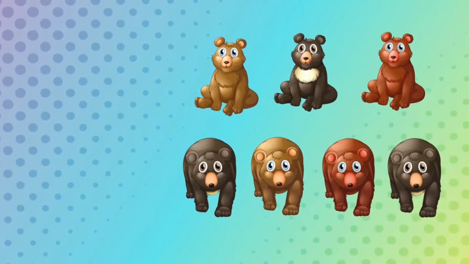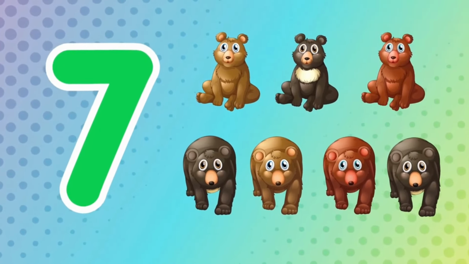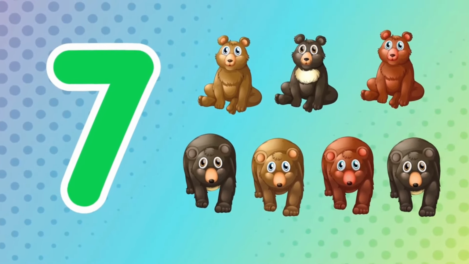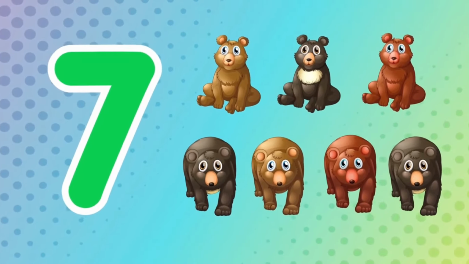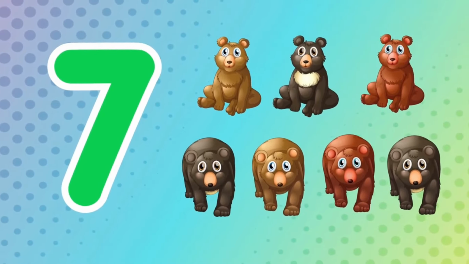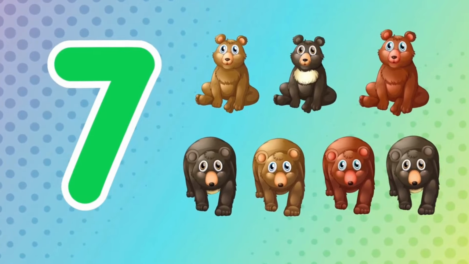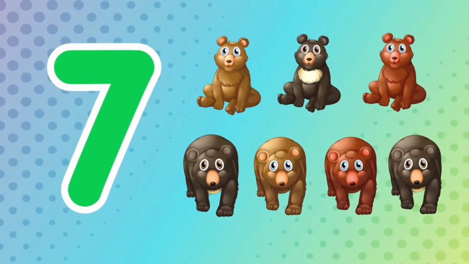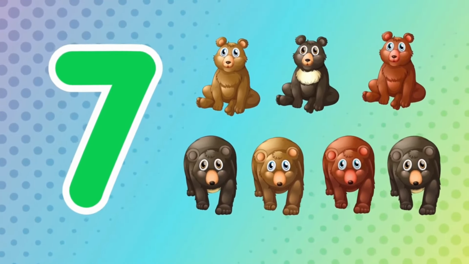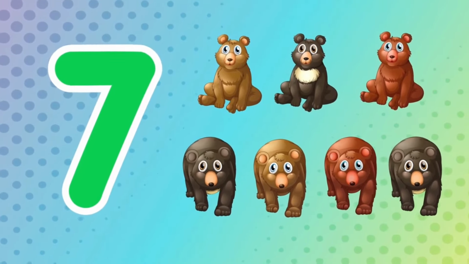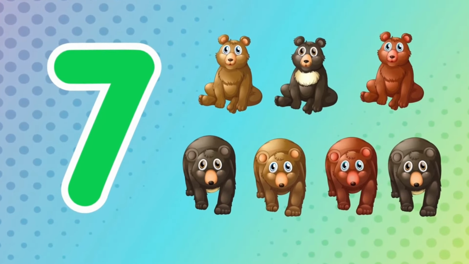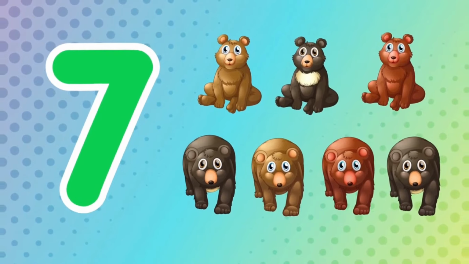How many polar bears can you see on the screen? One, two, three, four, five, six, seven. Seven polar bears. One polar bear, two polar bears, three, four, five, six, and seven polar bears. Are you ready to get set seven? Take a ride and reach the cabin.